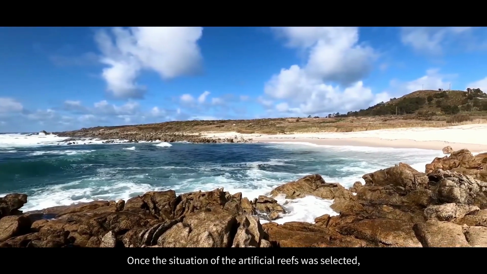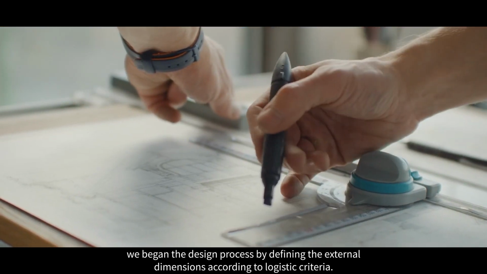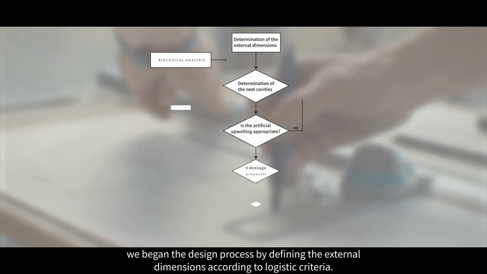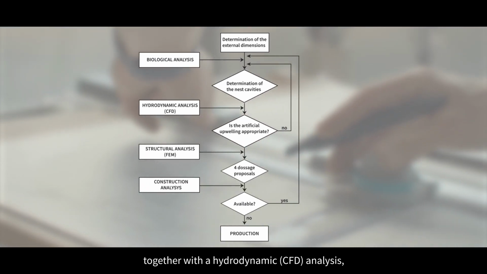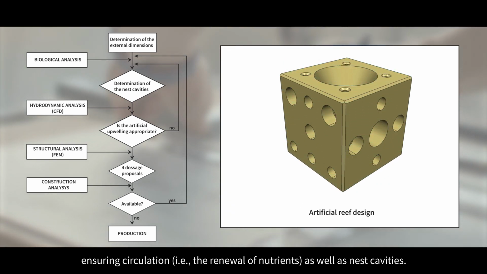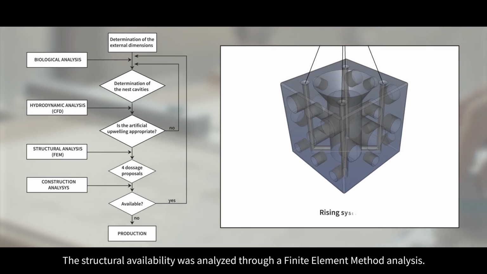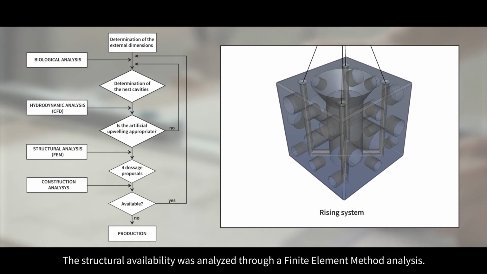Once the location of the artificial reefs was selected, we began the design process by defining the external dimensions according to logistic criteria. A biological analysis, together with a hydrodynamic analysis, was developed to determine the holes, ensuring circulation as well as nest cavities. The structural viability was analyzed through a finite element method analysis.